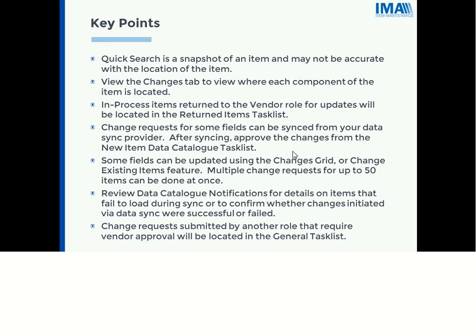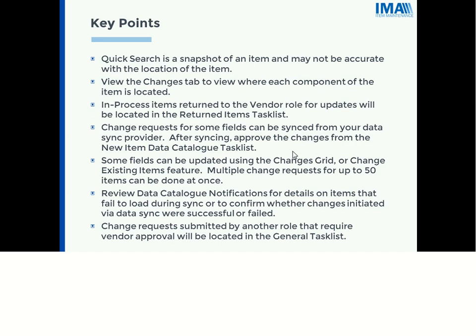Change requests for some fields can be synced over from your data sync provider. After syncing, approve the changes from the New Item Data Catalog task list. Some fields can be updated using the Changes grid or Change Existing Items feature. Multiple change requests for up to 50 items can be done at once.